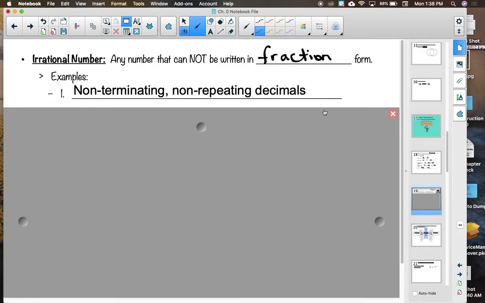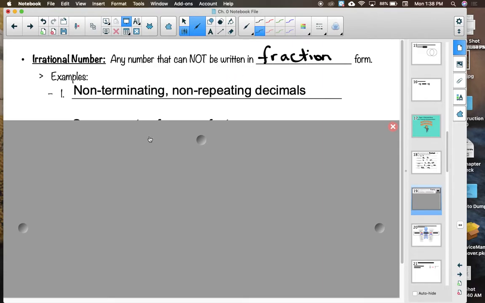The first example is a decimal that does not terminate and does not repeat. So a decimal that does not end and does not have a repeating pattern. So I can just make one up. How about 8.13125689 ... So the ellipsis at the end tells us that we are going to continue. The fact that there's no pattern going on in the decimal piece tells me it doesn't repeat. So this would be a non-terminating, non-repeating decimal. And that, my friends, is what an irrational number is.